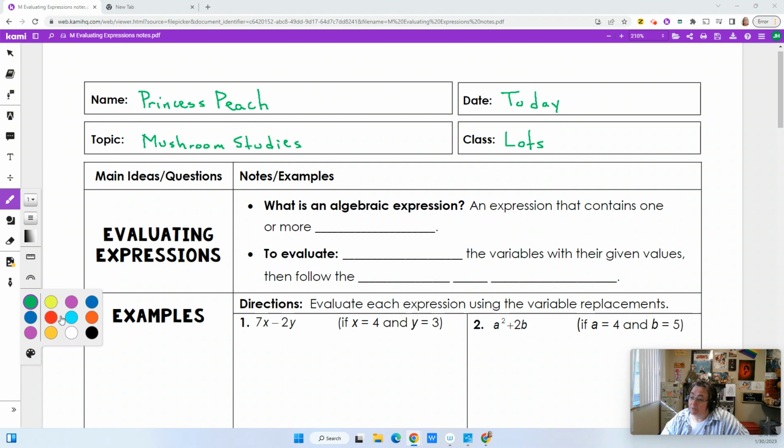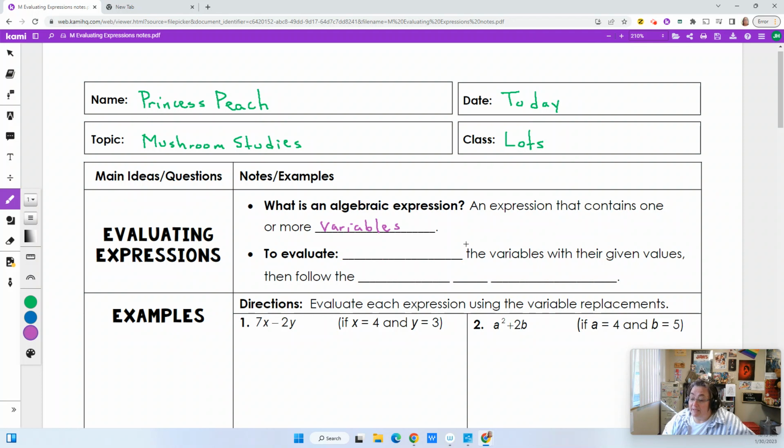I want to write in purple. So we don't have the equal sign or anything like that. It's just an expression. If it had an equal sign and it was set equal to something, we wouldn't call it an expression anymore. We'd call it an equation because it was equal to something.